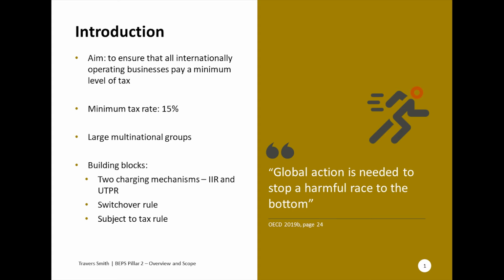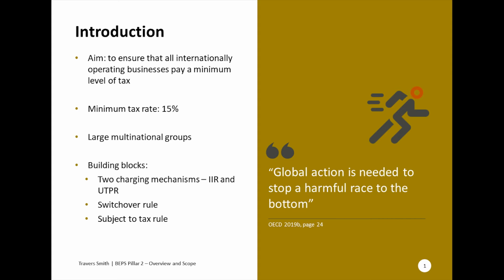Today's tax meeting is an overview of BEPS Pillar 2. The aim of Pillar 2 is to ensure that all internationally operating businesses pay a minimum level of tax. The minimum level of tax that has been agreed is 15%. It only applies to large multinational groups, and we'll come on to the meaning of that in a minute.